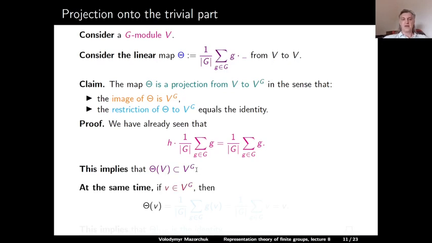At the same time, if we start from an element v from the trivial part V upper G, and if we apply theta to it, then we get the formula 1 divided by the cardinality of G, the sum over all elements g in G, and then we take g of v. But v is in the trivial part, so g of v is equal to v. So we have the sum of v taken the cardinality of G times, and then we divide by the cardinality of G. So we get our v back. And this implies that the restriction of theta to the trivial part of V is the identity map.